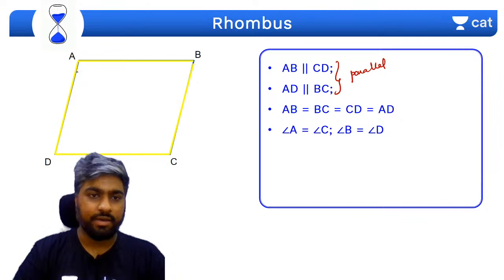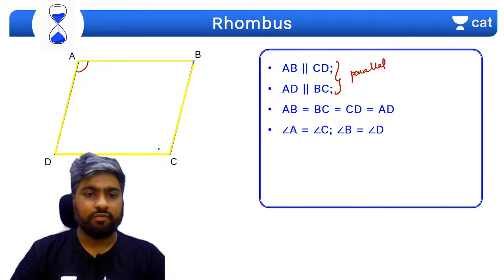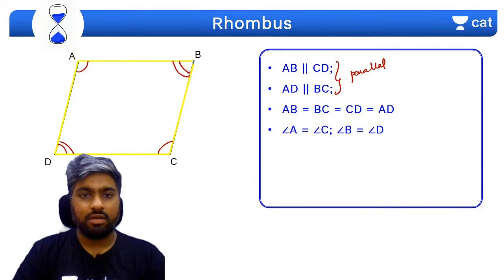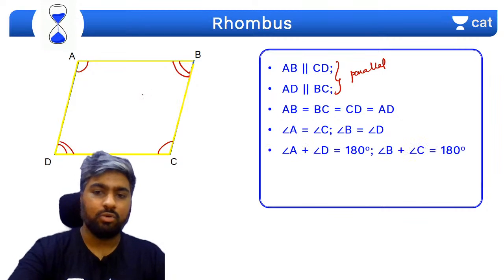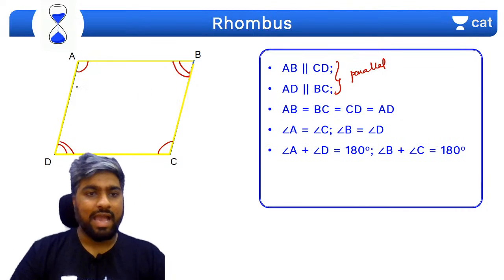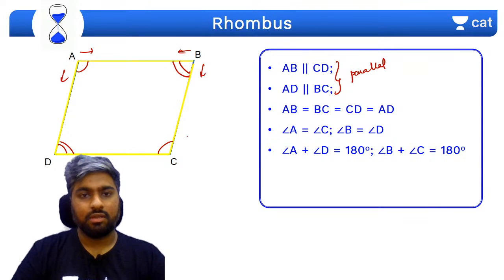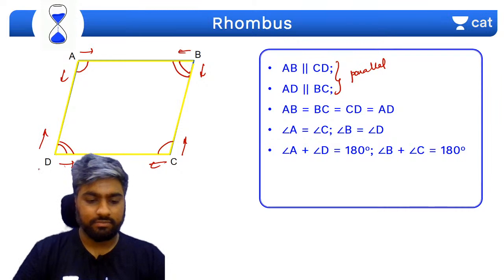Opposite angles will become equal. That means all rules of parallelogram would apply. Angle A will be equal to angle C, and angle B will be equal to angle D. The supplementary rule also applies. Yes. Adjacent angles are supplementary. We studied all this at the start when we did lines and angles. Correct.